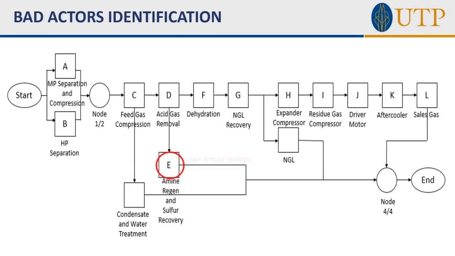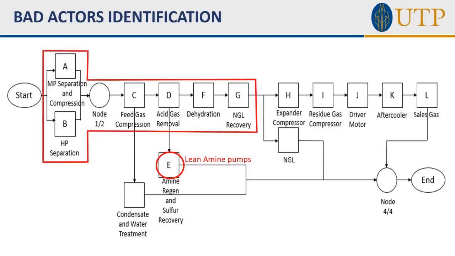There are a few critical equipment or bad actors that contributed to the availability value. Firstly, the two lean amine pumps in the 2 out of 2 configuration are responsible for the largest loss to the plant availability. The other bad actors, which are the components that have low availability, are suction drum, absorber, chiller, and demethanizer. All of these equipment are arranged in series configuration, thus having bigger impact to the overall plant availability.